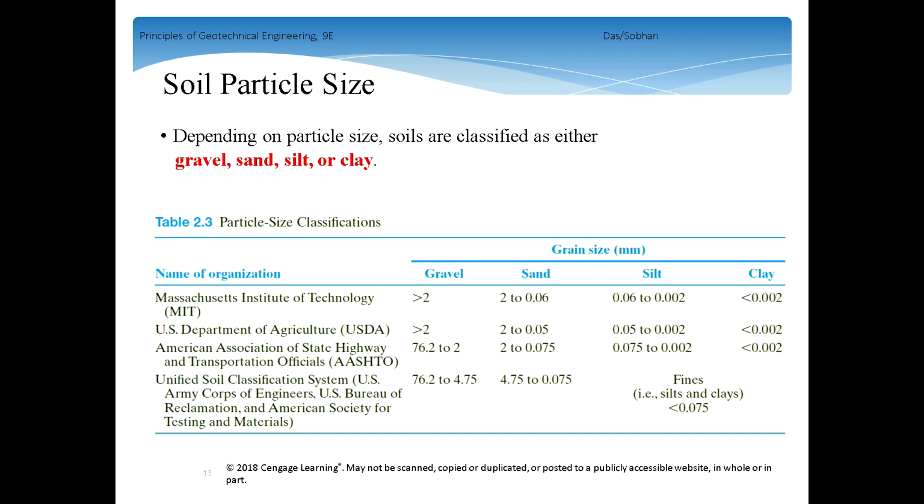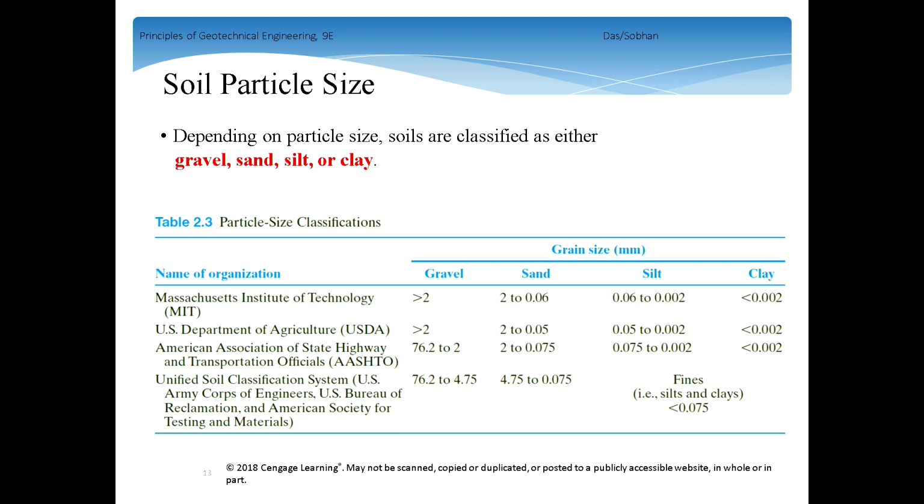So depending on particle size, soils are always classified as either gravel, sand, silt, or clay. And we usually say that silt and clay are fine soil. That is, these two kinds of soil contain a lot of fine particles, very small particles. And sand and gravel, they are coarse soil.